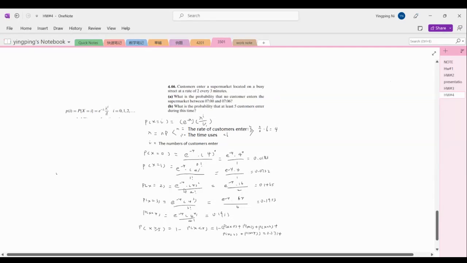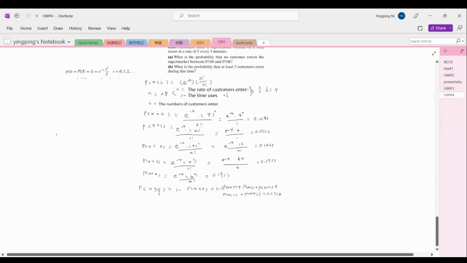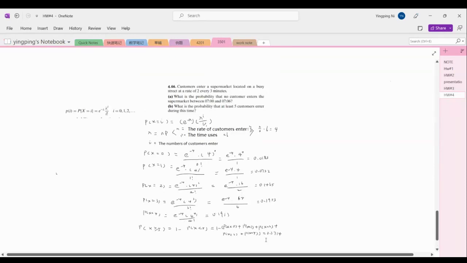So we calculate the probabilities for 0, 1, 2, 3, and 4 customers. We want x greater than or equal to 5. It's 1 minus P(x less than 5). So the final answer is 0.537114. Great. Nice. In 6 minutes, 4 customers logged in.